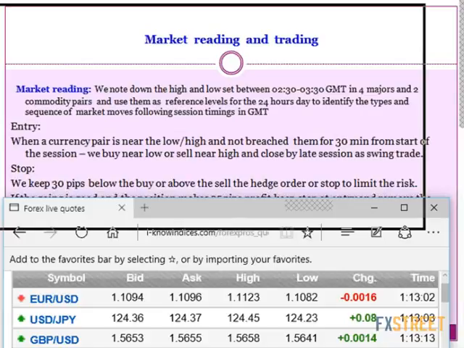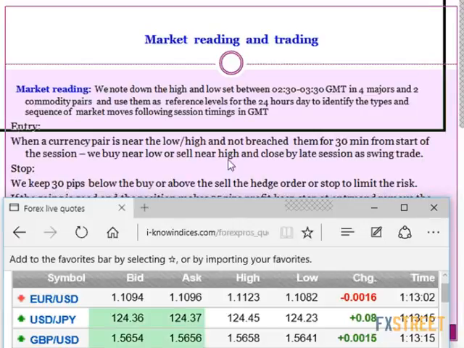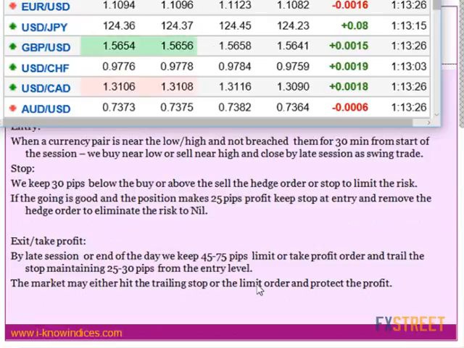We try to close it with a profit of 45 to 75 pips. And once the position makes profit, we'll keep a 25 pips trailing stop and remove the hedge order. As a result, we will be able to limit the risk to nil and also maximize the profit by using a trailing stop as well as the trailing limit order.